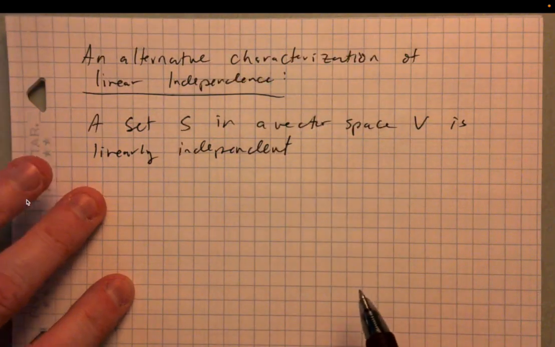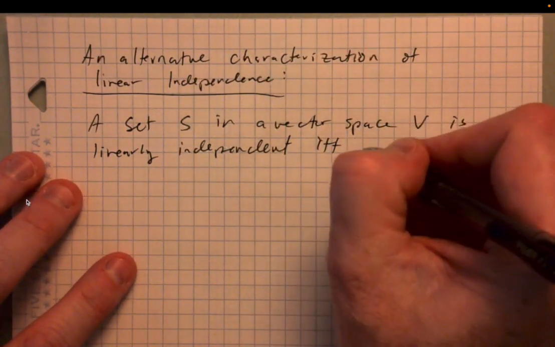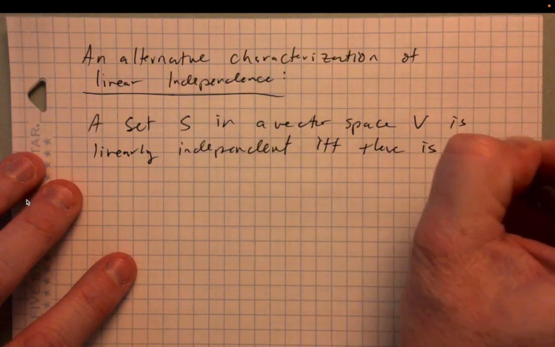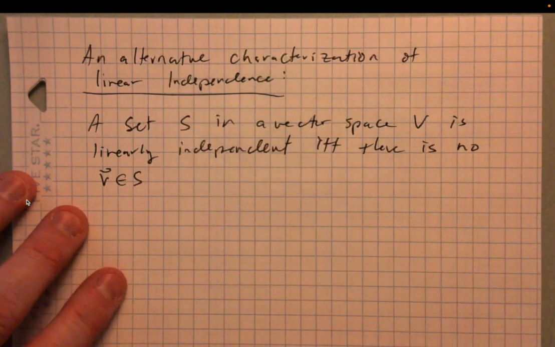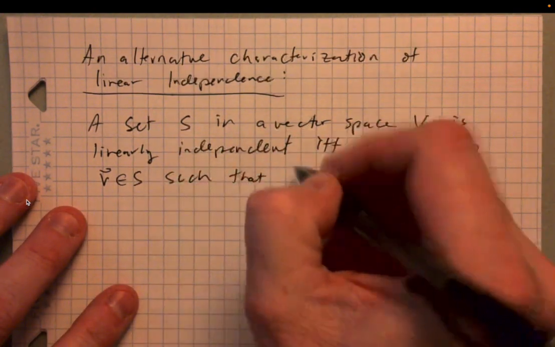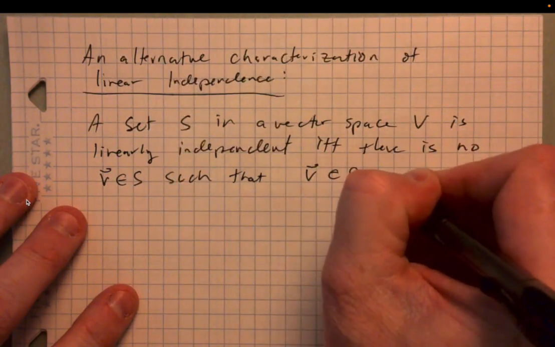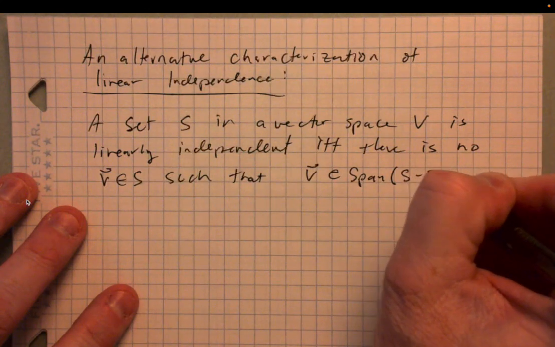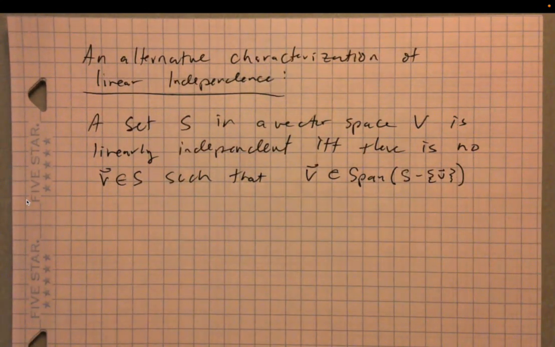It's linearly independent if and only if there is no vector V in the set S such that V is in the span of S minus V. Okay, and I know I probably lost you on that one. Let's talk this through a little bit.